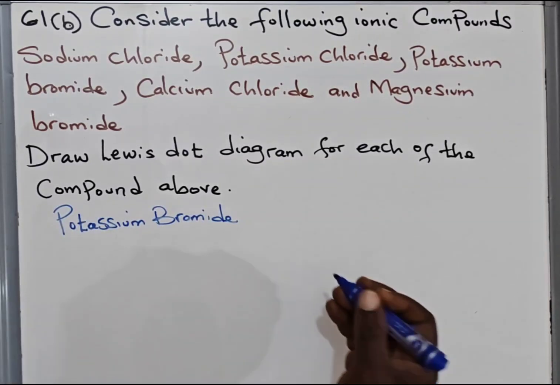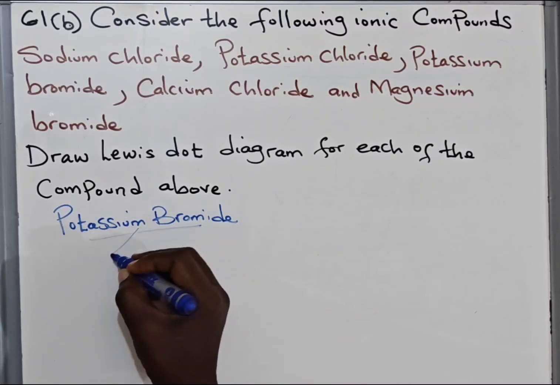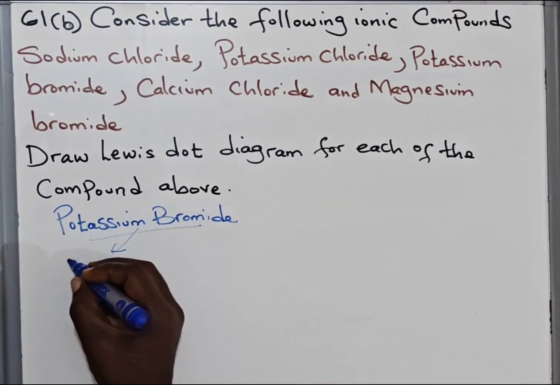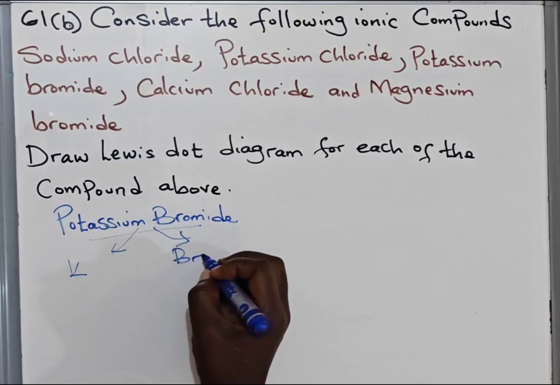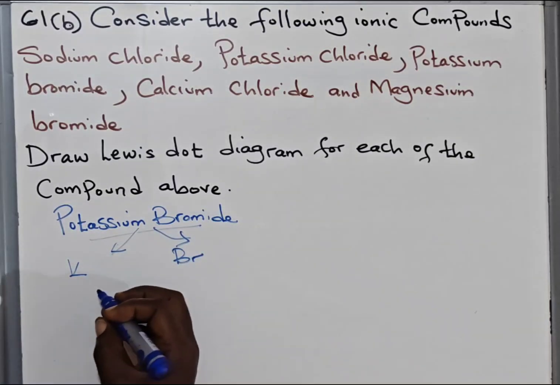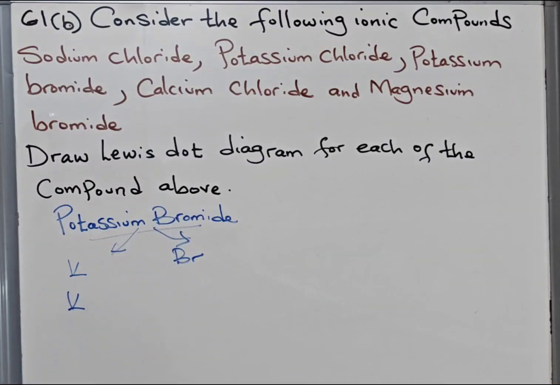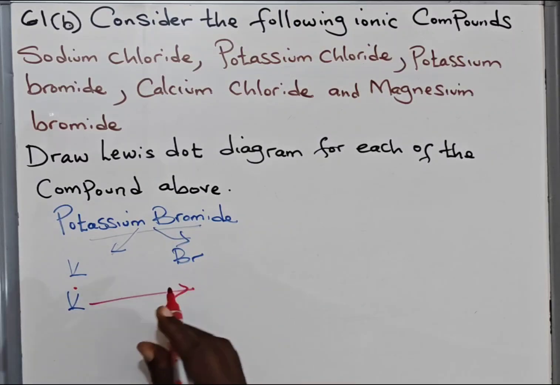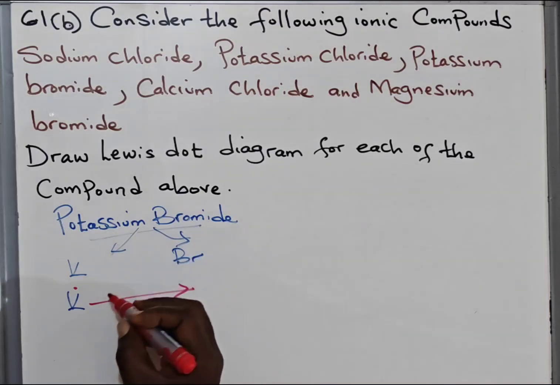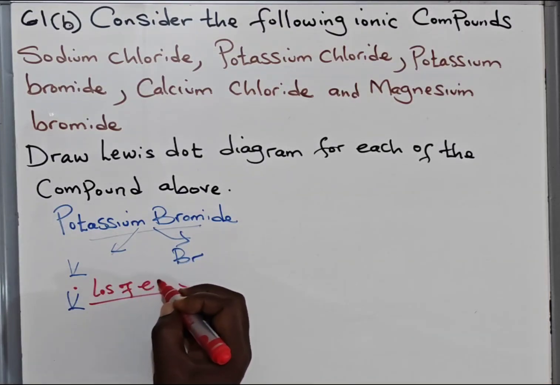Okay, next we have potassium bromide. And we know that potassium bromide is made up of 2 elements, which is potassium, K, and bromine, which is Br. Okay, if we start with potassium, like we said before, potassium belongs to group 1. Group 1 has 1 valence electron. And the best option for this group 1 to attain stability is to lose an electron, so loss of electron.